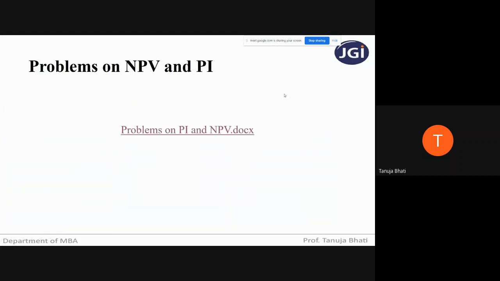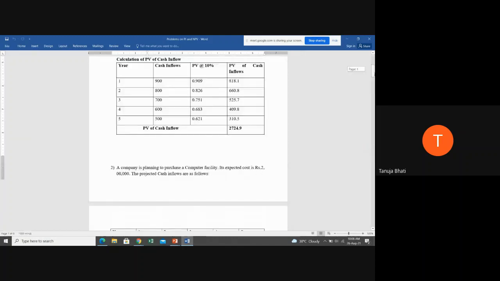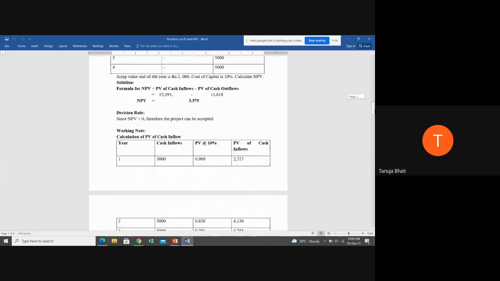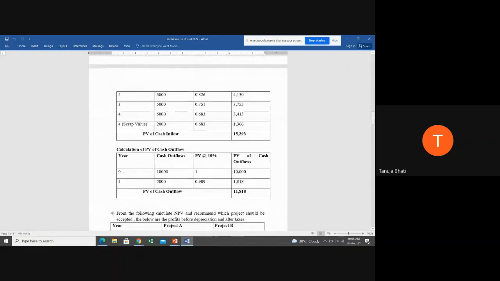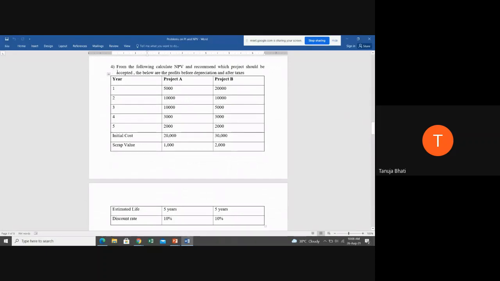So we were seeing problems on NPV and PI. Let us continue with the problems. This was just a quick revision. We had completed 3 problems in our earlier lecture. Now let us go to problem number 4. Is this particular Word document clear or visible to everyone? Yes, students? Yes, ma'am. Okay.